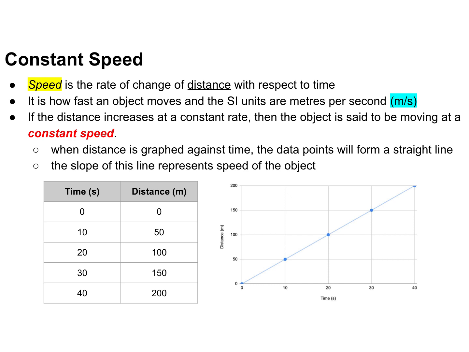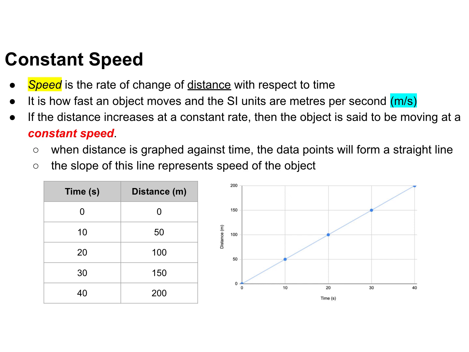There can be kilometers per hour, which is another example of units for speed, and there are other combinations, but the main standard units you see most of the time in physics books are meters per second. If the distance increases at a constant rate, then the object is said to be moving at a constant speed.